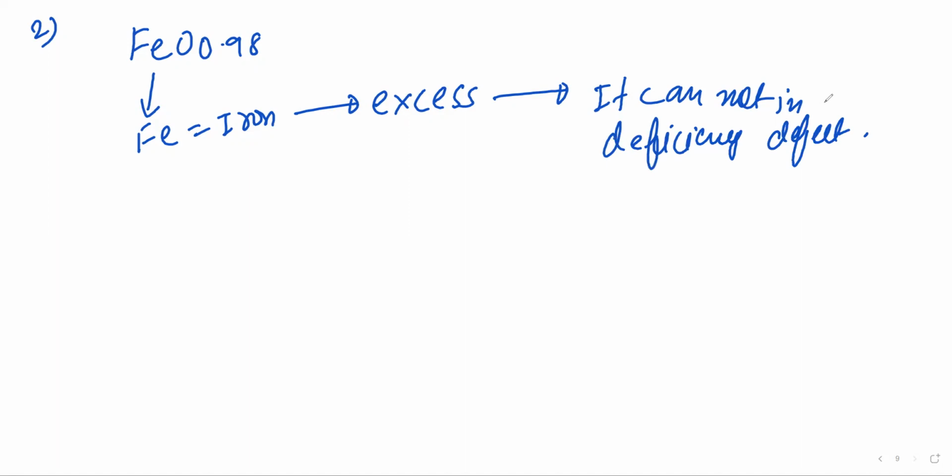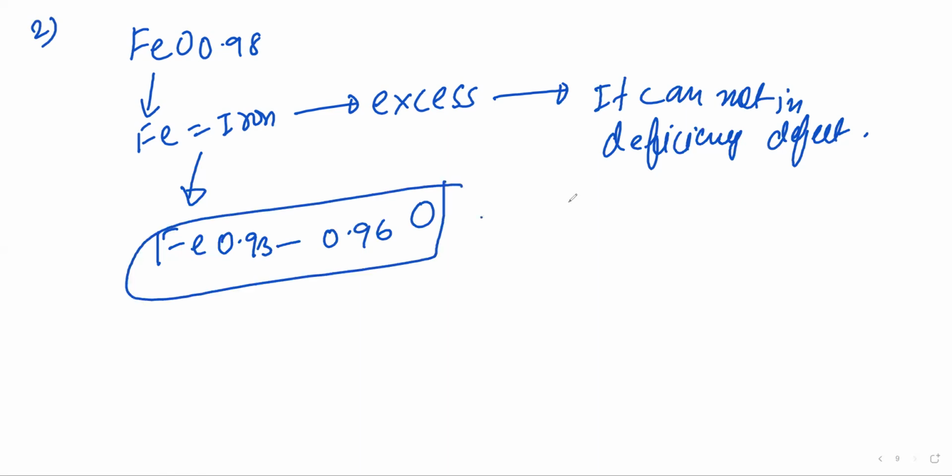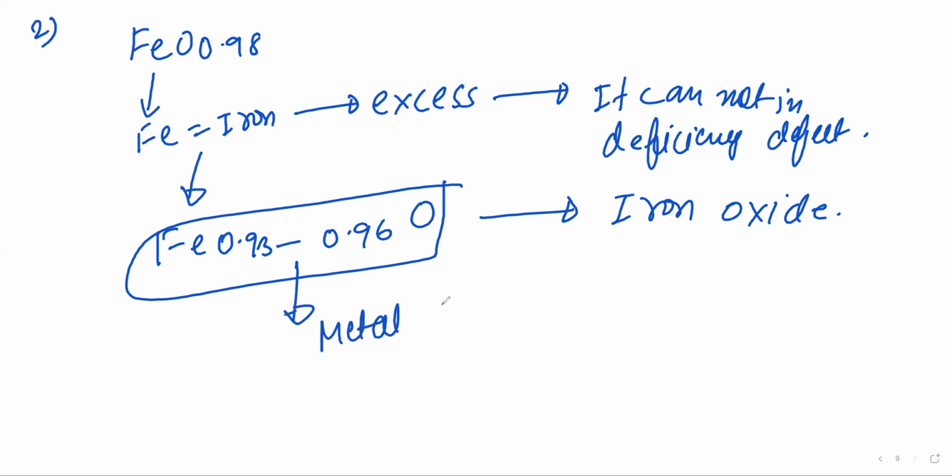Though the actual iron oxide exists in the form of Fe 0.93 to 0.96 O. So this is the iron oxide, iron oxide in which the defects are metal deficiency defects. So it is in the metal deficiency defect. Right.